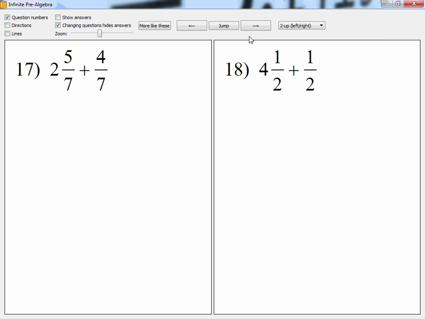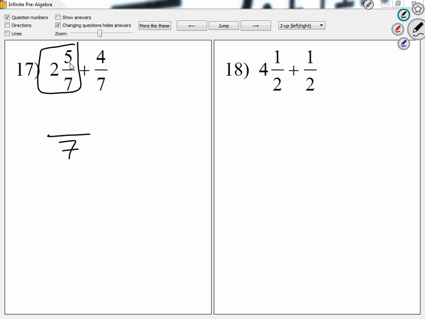Whenever we're adding fractions, one thing that we have to do is make sure there's no mixed numbers. And what I call mixed numbers is when there's a fraction and a whole number. So what I'm going to do, I'm going to write a 7 at the bottom for that one, and on the top I'm going to write 19. Remember, just like yesterday, I multiplied 2 times 7, and then I added it to the top. That's how I came up with the 19.